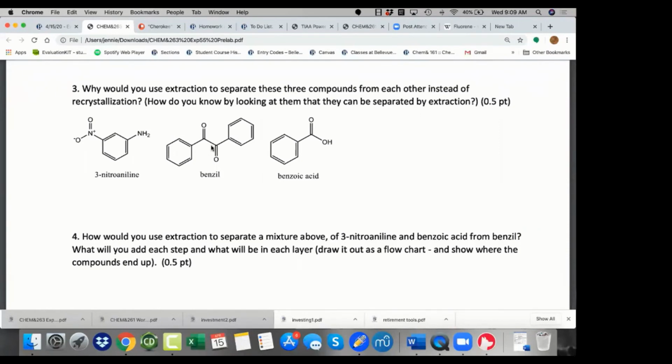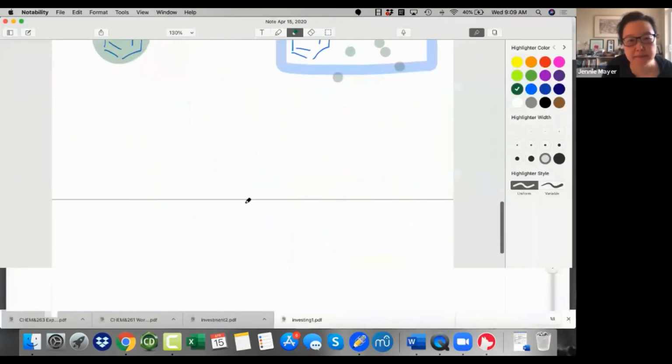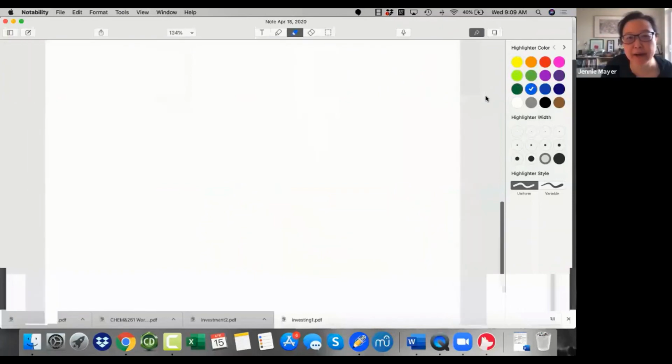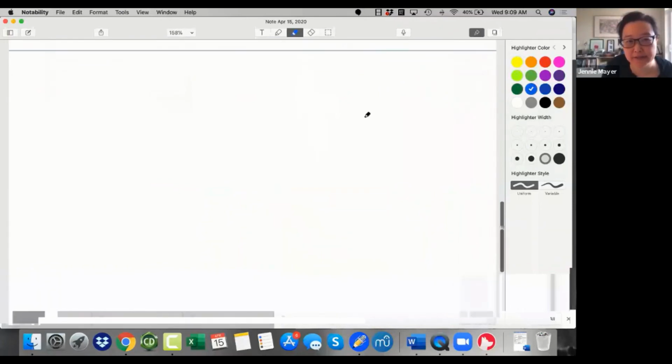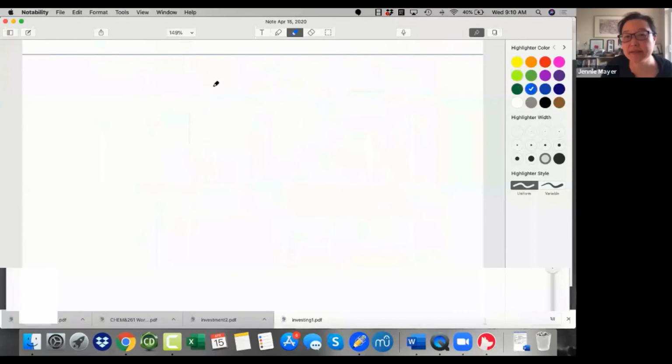Jenny, I have a question. For one of the questions I drew what I think would be happening. On the bottom layer, I thought that I would have the benzoic acid and the nitroaniline. And then in the end, on the top layer, I would have the benzyl. That's why it's the last thing that I would end up with. But then we were talking earlier today how that's not true. Okay, so when you say the bottom layer, it really depends on what solvent you're using. So you can't say top or bottom unless you say what solvent it is.